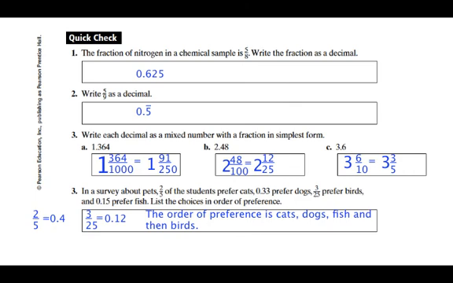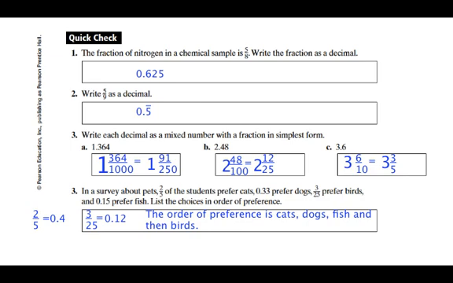For number 3, write each decimal as a mixed number with a fraction in simplest form. The first one is 1.364. We would have a whole number 1 and then 364 over 1,000. 364 and 1,000 can both be divided by 4. So we end up with 1 and 91 over 250.